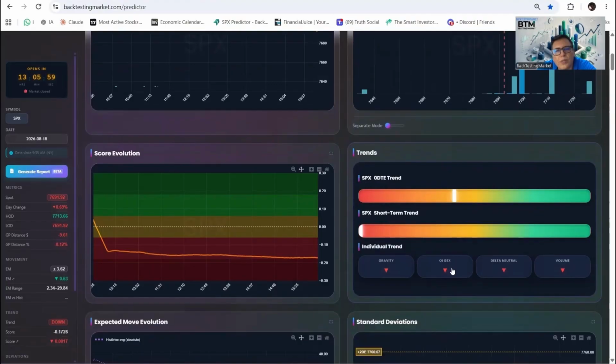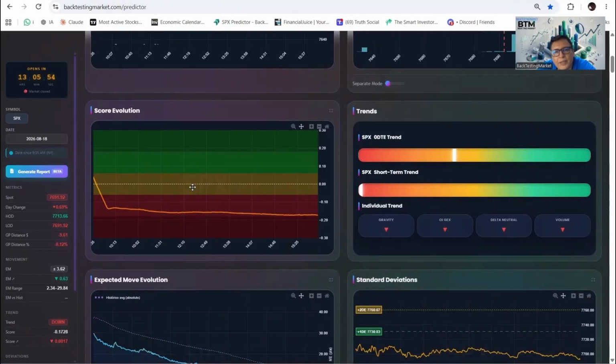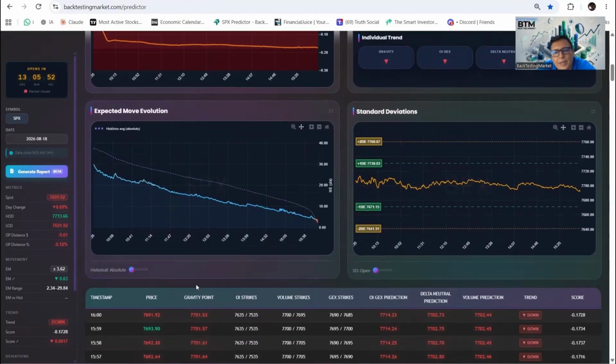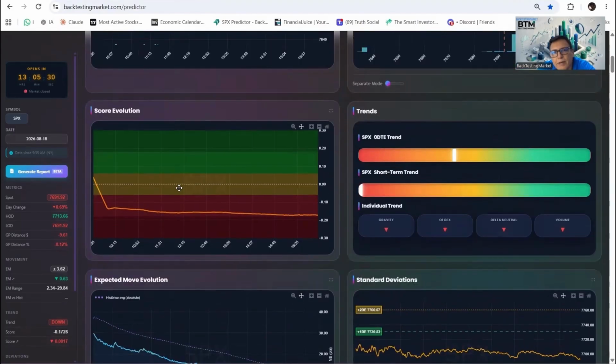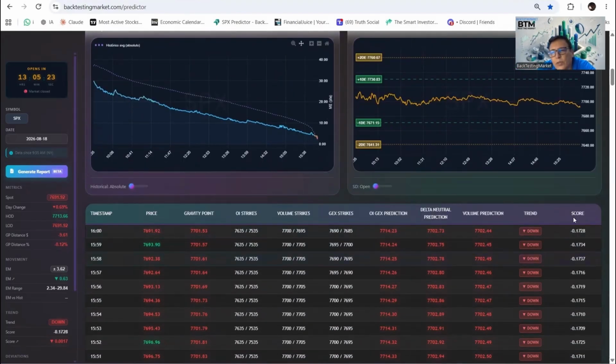Then we're going to go to the score evolution. The score evolution is actually a reflection of what is right here at the bottom. It's a mix of price, gravity point, open interest, volume, gamma exposure, open interest in the gamma exposure, delta, volume, prediction, trend, etc. Every single thing that is in here reflects right here, and it's going to show where the market is pointing. So you are going to see a score.